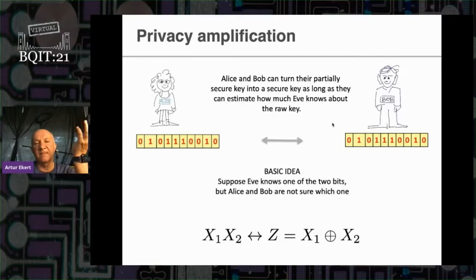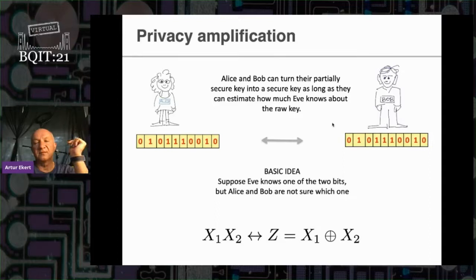because Eve doesn't know one of the two bits, if she knows x1, she doesn't know x2. So x2 is just a random thing for her. And the addition of something that she knows, x1, to something that is random and she doesn't know, generates something that she doesn't know. So she has just zero knowledge about that. It's just as random as it is.